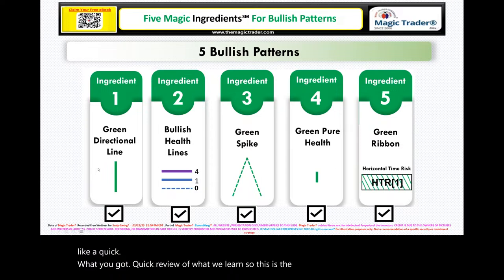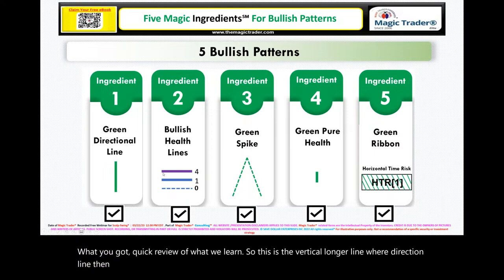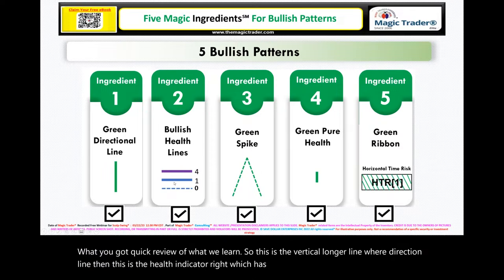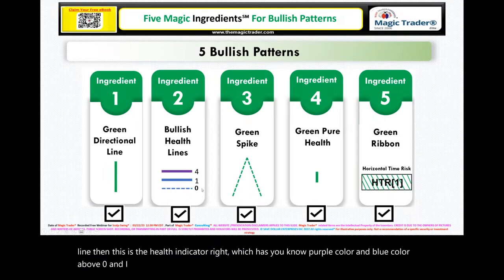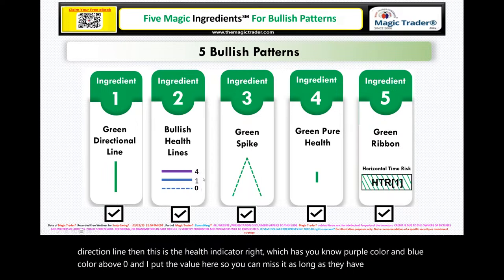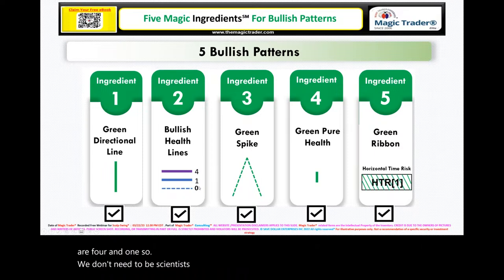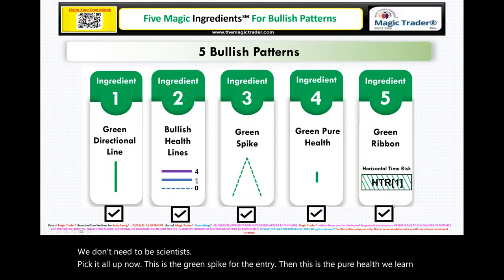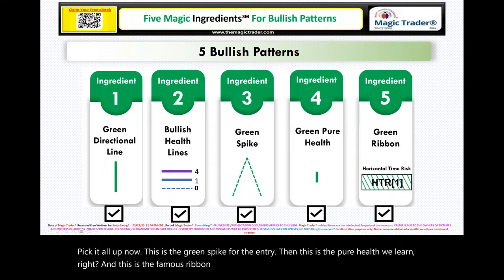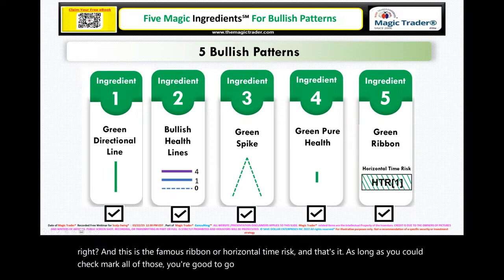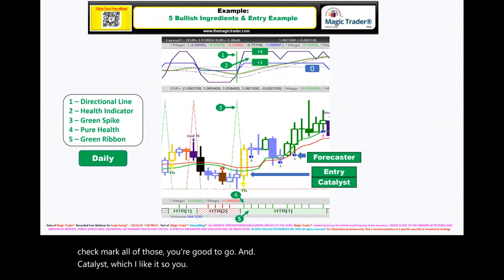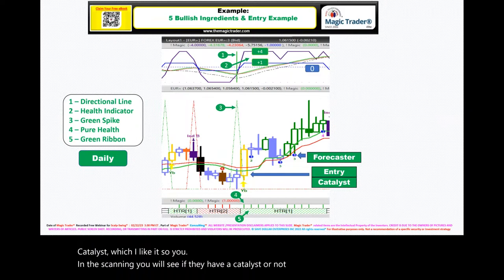So this is the vertical longer line, or direction line. Then this is the health indicator, which has purple color and blue color above zero. And I put the value here so you can't miss it. As long as they have the current values of 4 and 1, this is your check mark. It looks good. And parallel lines, if they are parallel, they are 4 and 1. So we don't need to be scientists to figure it all out. Now, this is the green spike for the entry. Then this is the pure health we learned. And this is the famous ribbon, or horizontal time risk. And that's it. As long as you can check mark all of those, you're good to go. And the catalyst, which I like. In the scanning, you will see if they have a catalyst or not. And that's a booster system.